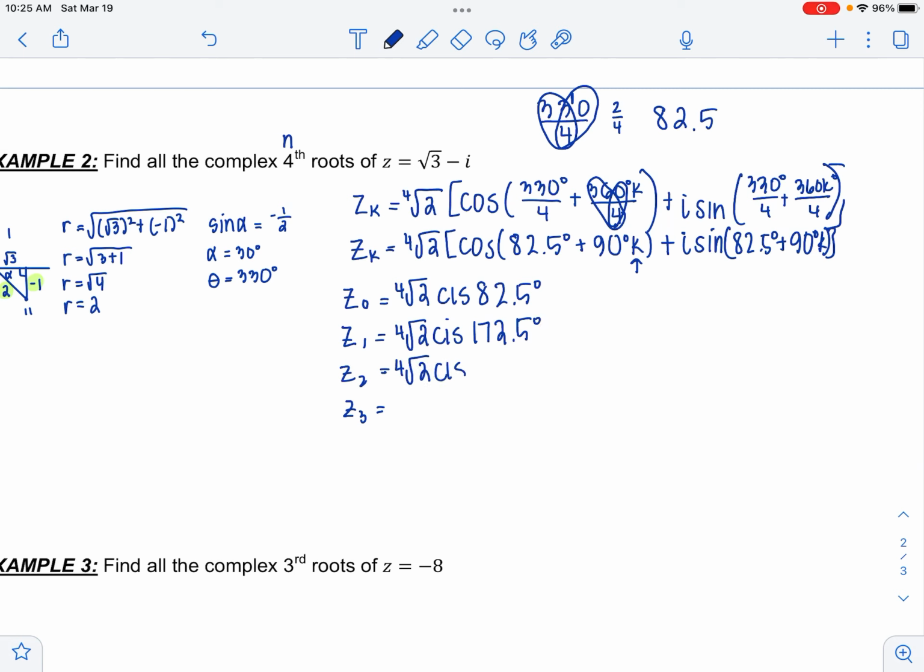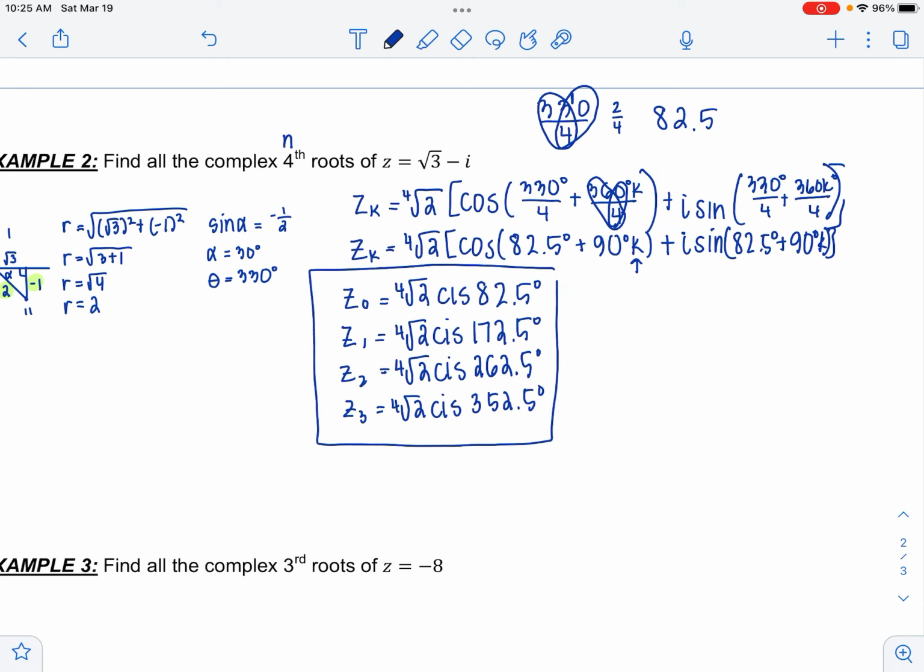See that? 4th root of 2 cis. Add 100, 272. Subtract 10, 262. Add 100, wait, let me write this part down. Add 100, that's 362, so this is 352.5. You should never go over 360 degrees. It'll never happen unless you made a mistake.